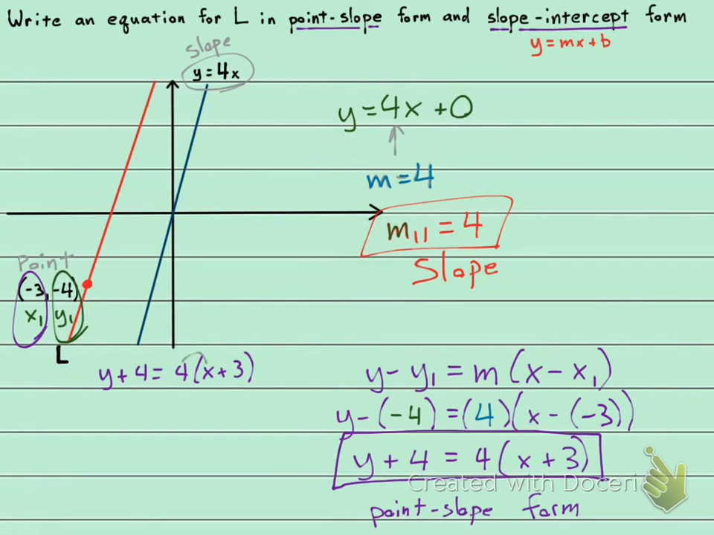4 times x is 4x. 4 times 3 is 12. Okay, I'll drop down the left side. And now I'm ready to get this grumpy old y by herself. I'm going to subtract 4 on the left-hand side of the equal sign, subtract 4 on the right-hand side of the equal sign. And the reason I did that is because now I don't have any constants on the left, just a y. Drop right down. On the right, 4x plus 12 minus 4 is 8.